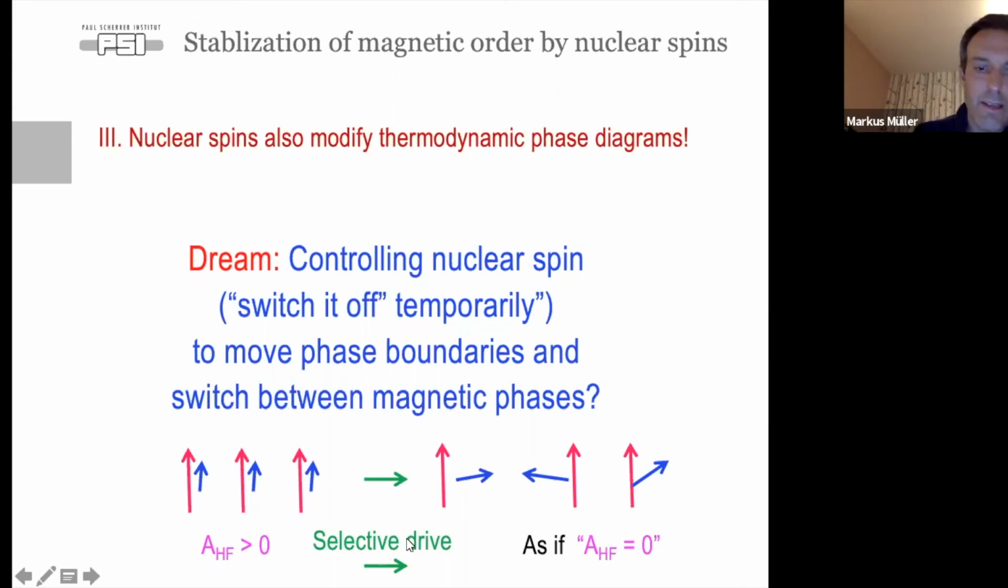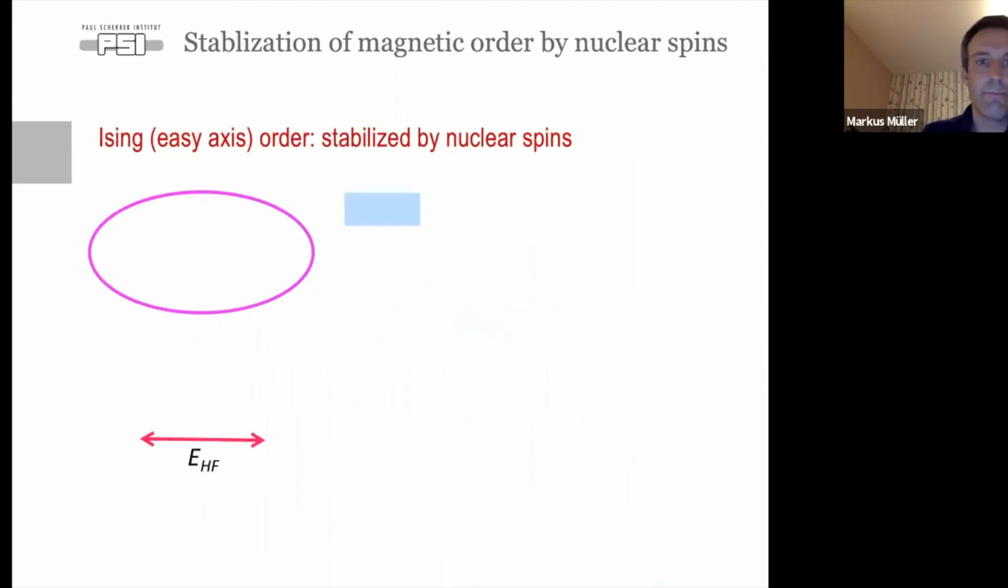So if you had a knob that allows you to knock out the nuclear spin by doing a pi/2 pulse and turning the nuclear spin basically perpendicular to the electronic spin, it would be as if the hyperfine coupling is switched off, and thereby tune the phase diagram to a different topology, and therefore you could switch between states.